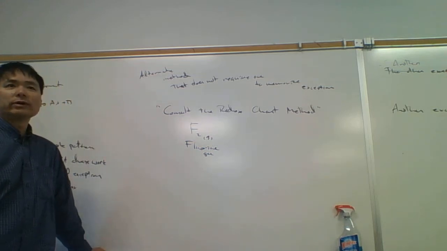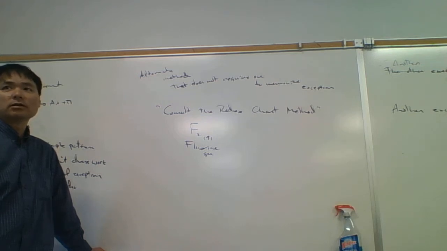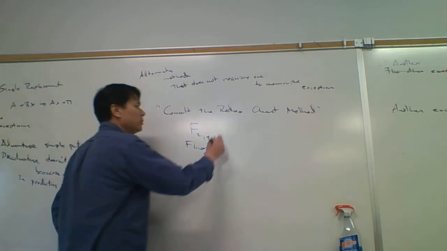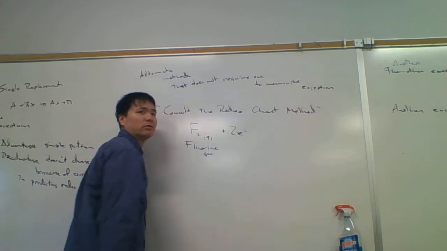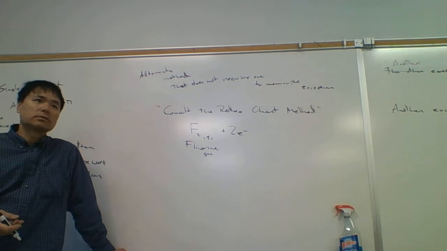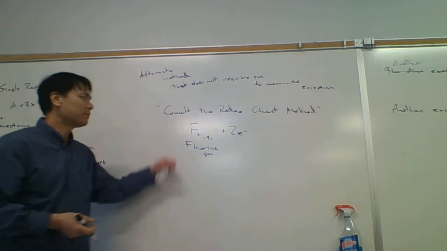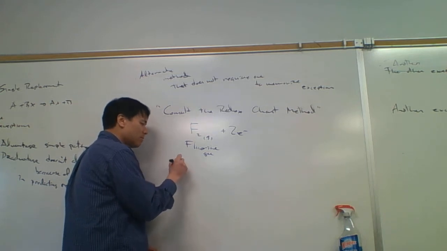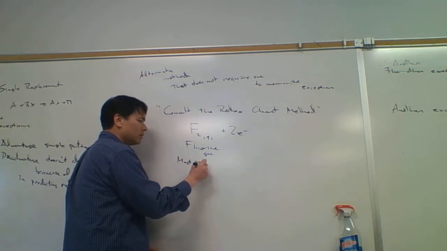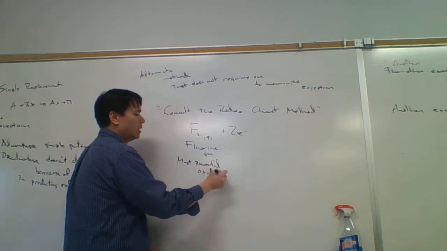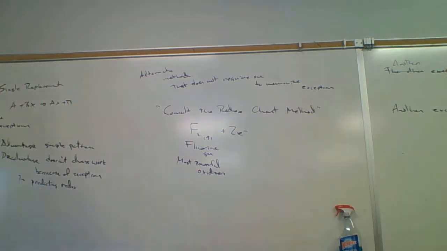What is fluorine gas doing? Is it taking electrons or giving up electrons? Taking electrons. And so do we call it an oxidizer or reducer? Do oxidizers take electrons or do reducers take electrons? Oxidizers. This is at the top of the chart, and if it's at the top of the chart, we say it's the most powerful oxidizer. And so fluorine gas is the most powerful oxidizer.